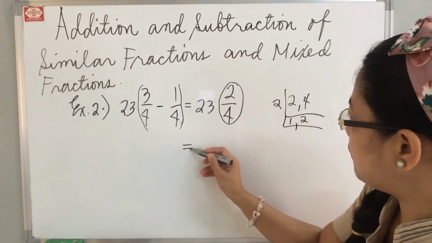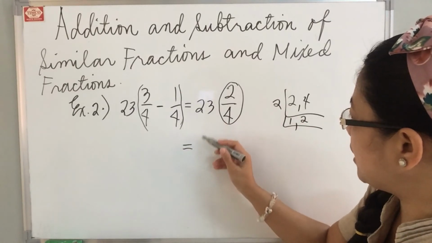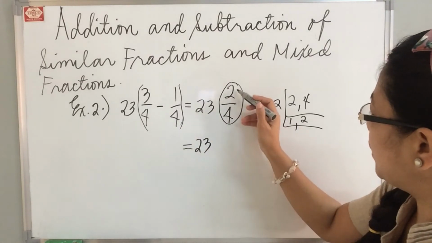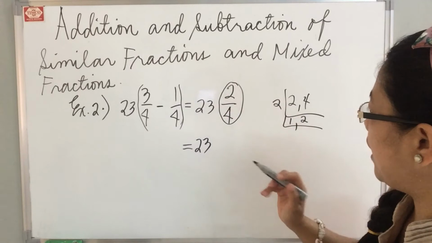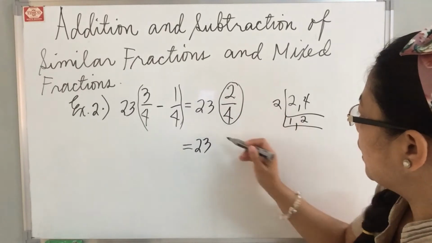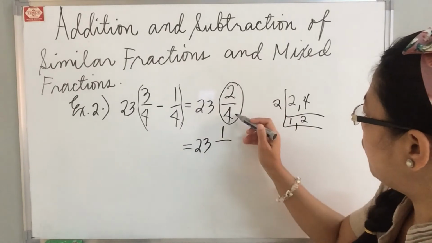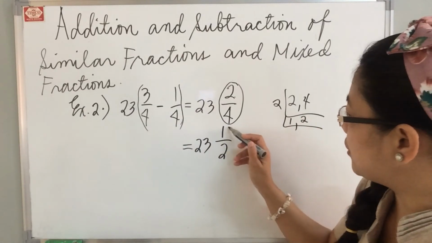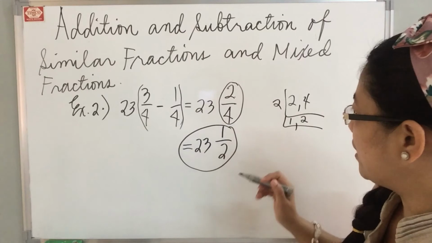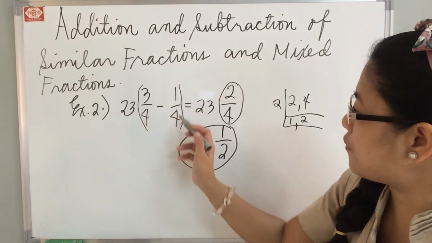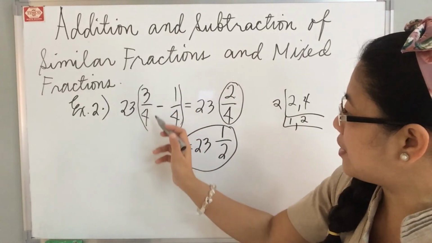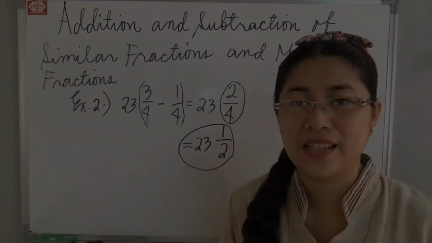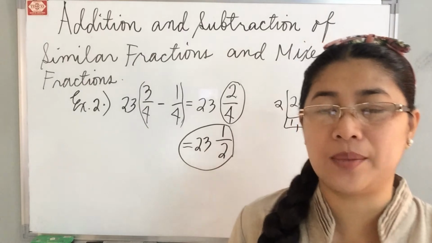So, let's bring down the whole number, 23, and divide both numerator and denominator by the GCF. So, 2 divided by 2 is 1, and 4 divided by 2 is 2. So, our final answer is 23 and 1/2. So, when you subtract 1/4 from 23 and 3/4, it will give us 23 and 1/2. Now, let's go to the last example.